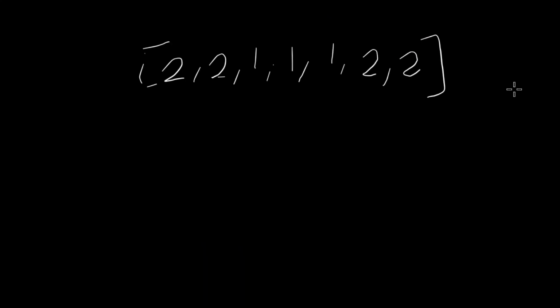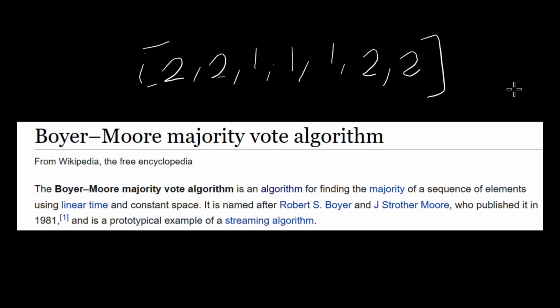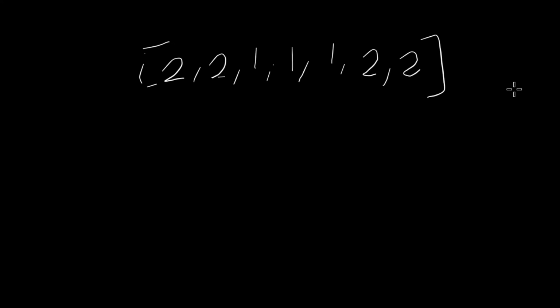The more optimized approach uses the Boyer-Moore algorithm, which is an algorithm for finding the majority of a sequence of elements using linear time and constant space. Like I said, the algorithm was basically designed for a question such as this. And then there is also pseudocode according to Wikipedia, which is what we'll be using directly in this code.